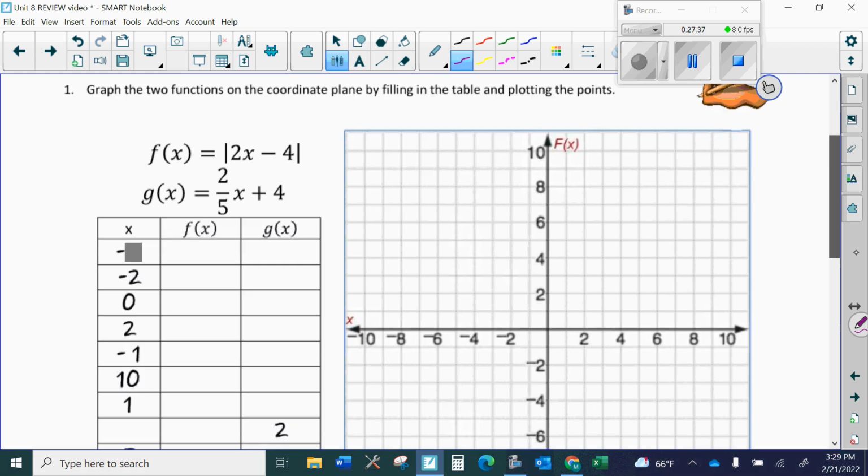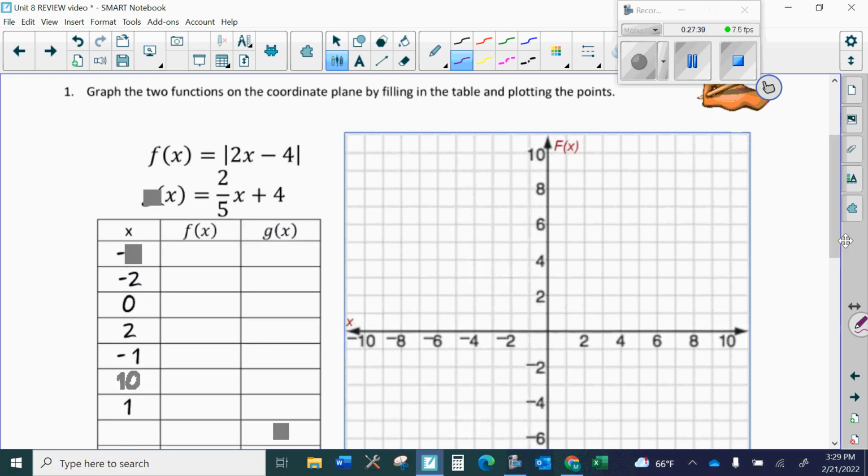Okay, so here you can plug it in your graphing calculator if you wanted to get the XY values, or just plug the numbers in yourself right now. So remember, this is the f of x function, and that's the g of x function right there. You're just plugging them into there, filling in the values. -5, it's -10 minus 4 is -14. The absolute value of -14 is +14.